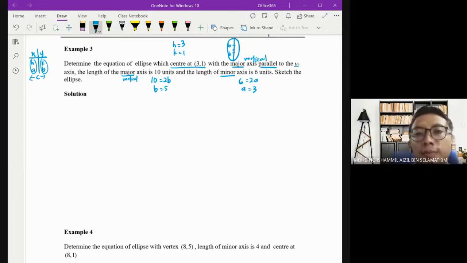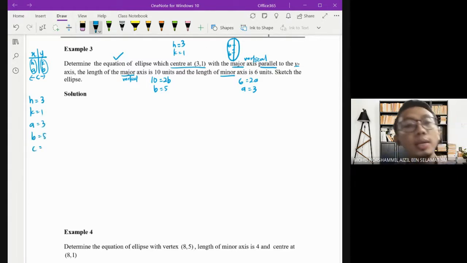Okay lah. But be careful always answer the question. The question asking you to get the equation. Equation dulu yang dia nak. As I told you before, we need 5 unknowns. So H 3 already, K is 1, A is 3, B is 5. So still we need to obtain C. Nampak tak? Tips dia sama. H, K, A, B, C sampai lebam. So how do we get C?